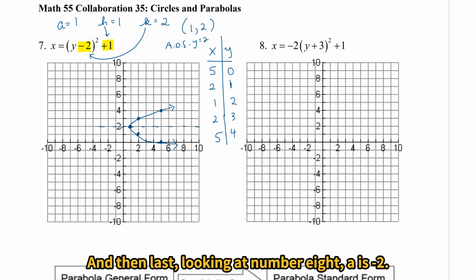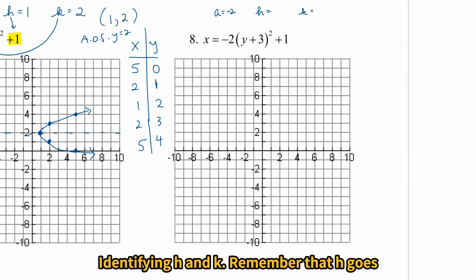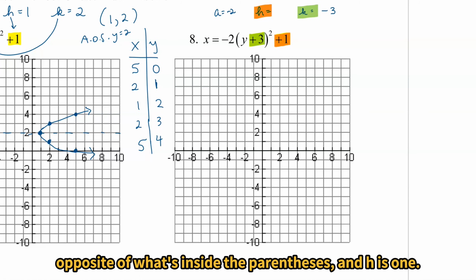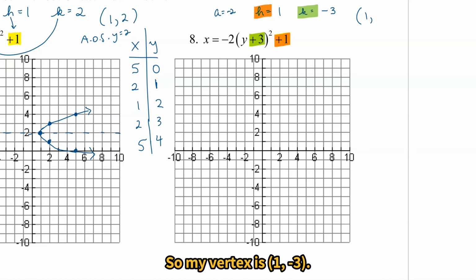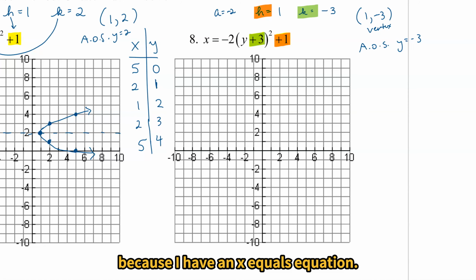And then last, looking at number 8, a is negative 2, identifying h and k. Remember that h goes along with x and k goes along with y. So k is negative 3, opposite of what's inside the parentheses, and h is 1. So my vertex is (1, -3). This also means my axis of symmetry is y equals negative 3 because I have an x equals equation. So I know I have a left-right parabola.